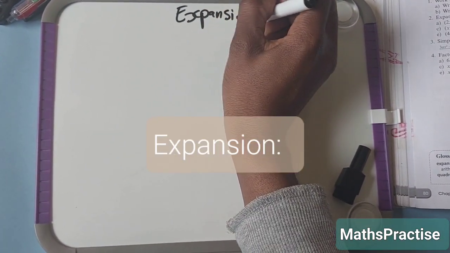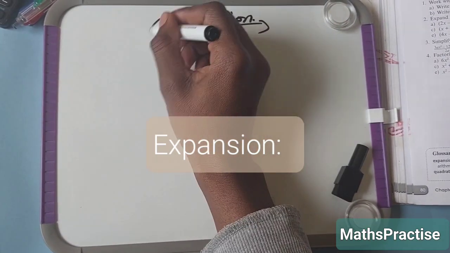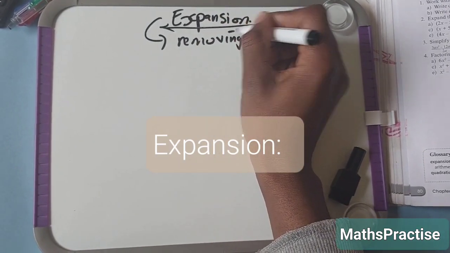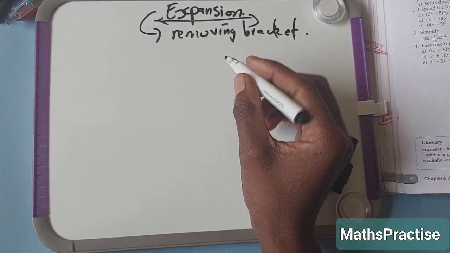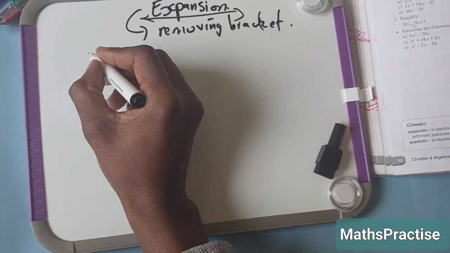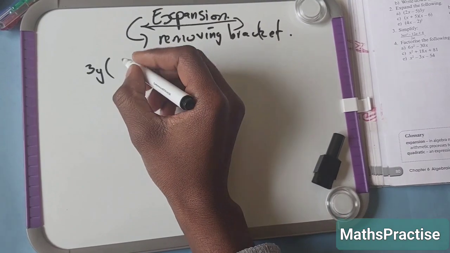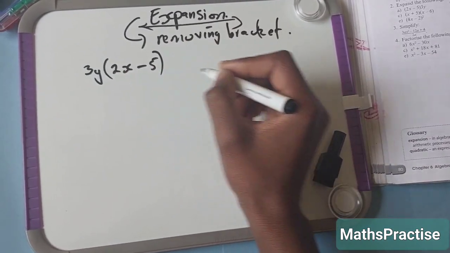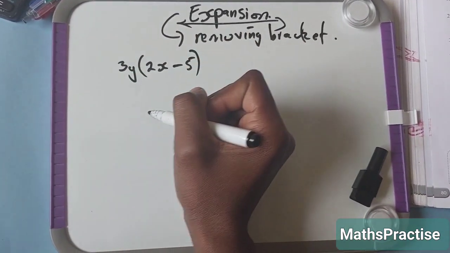In expansion, you are simply removing brackets. So for example, in algebra you can be given 3y bracket 2x minus 5, and you're asked to expand this expression.